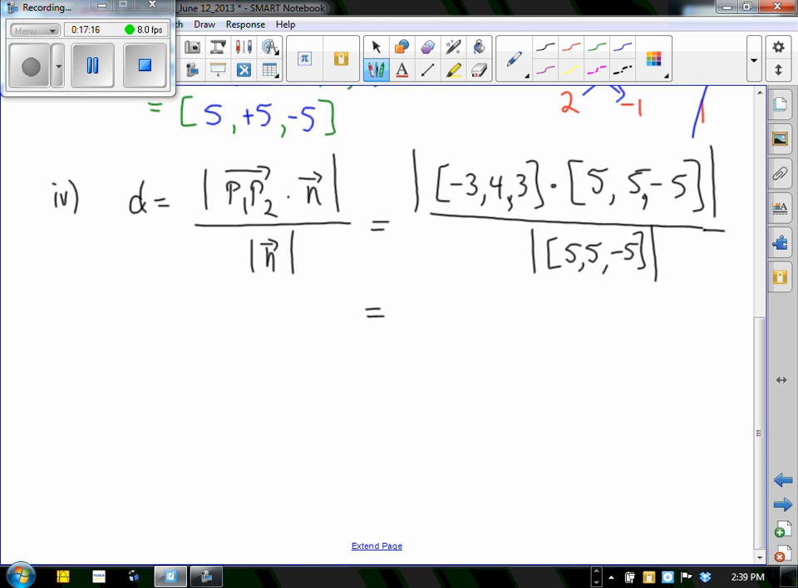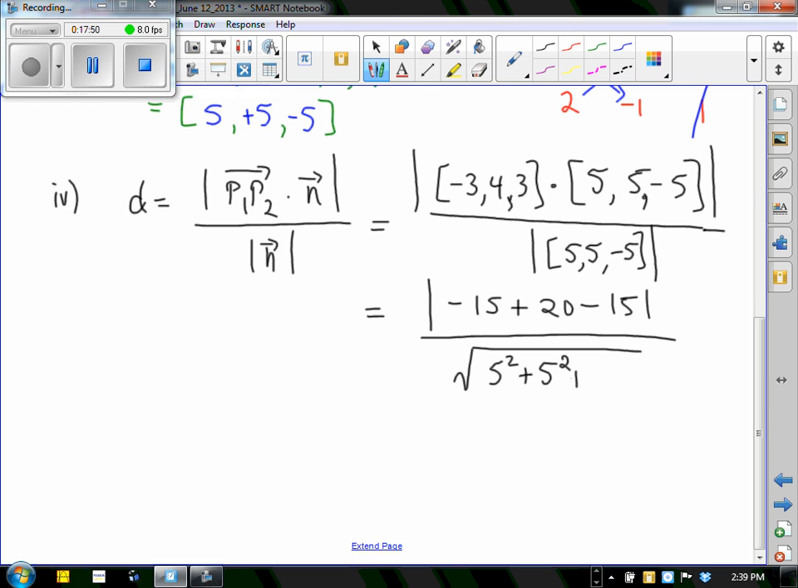Okay, so let's deal with our dot product. So the dot product produces a scalar, and we'll take the absolute value of that as we're looking for distance. So we'll take the absolute value of, so we have minus 3 and 5, there's minus 15. We'll add on 4 5s or 20, and lastly we'll subtract 3 5s for 15. Now the magnitude of a vector in 3 space is going to be the root of the square of the x component plus the square of the y component plus the square of the z component.